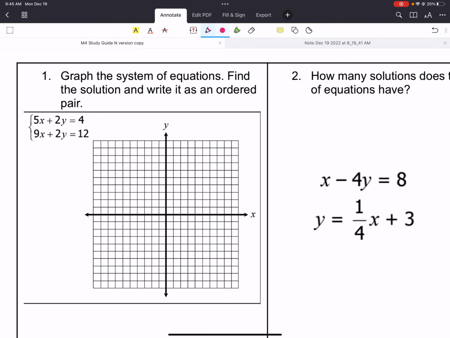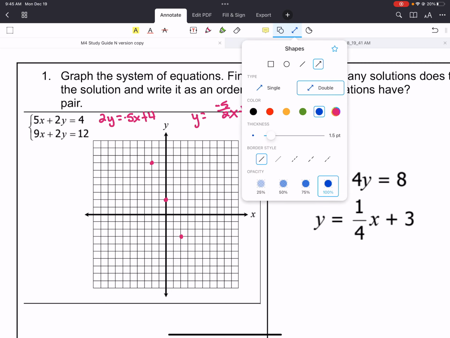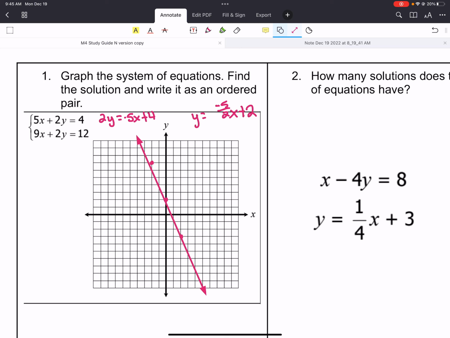All right, number 1, graph the system of equations, find the solution as an ordered pair. So in order to graph, you first have to get this in slope-intercept form by subtracting that 5x from both sides. Then you're going to divide by 2. And so we'll go graph this line. And let me go use my line tool. There's the graph of the first line.